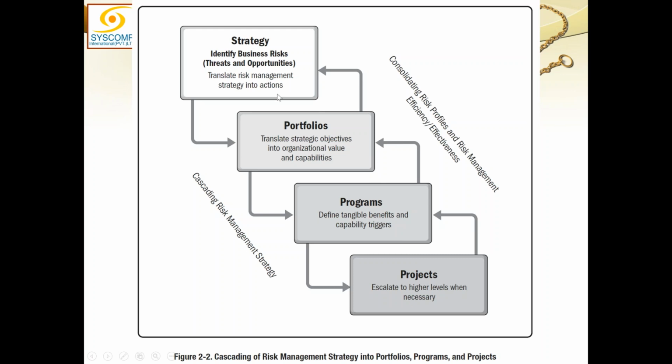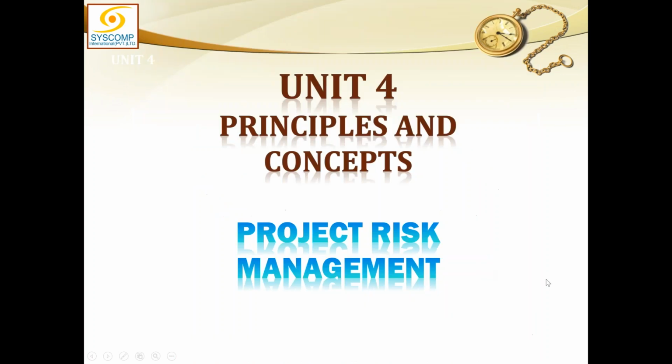Translate risk management strategy into actions. And then portfolios are there. They translate strategic objectives into organizational values and capabilities. Programs define tangible benefits, capability, triggers, and projects escalate to a higher level when necessary. So this cycle continues. This is consolidating the risk profile and risk management efficiency and effectiveness.